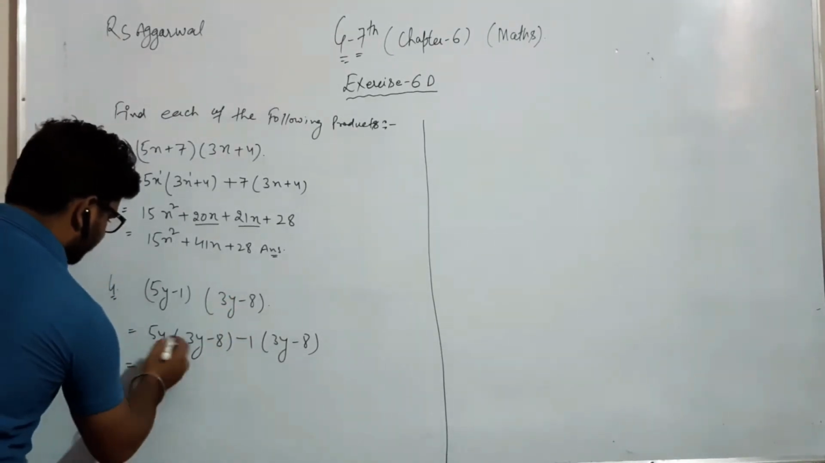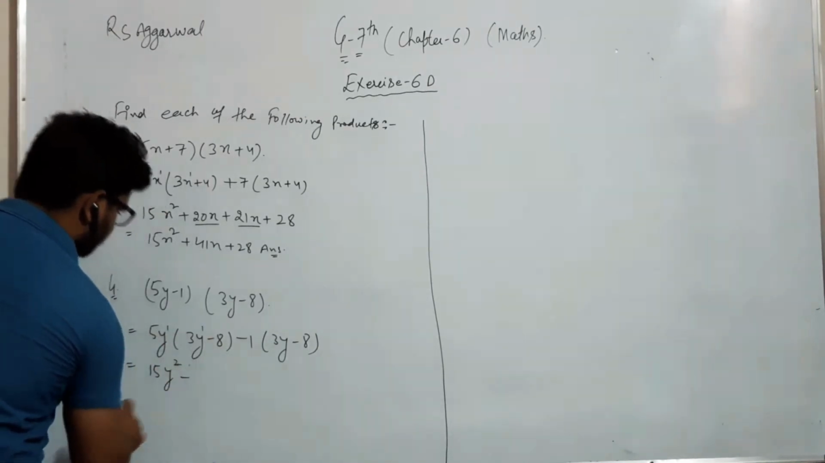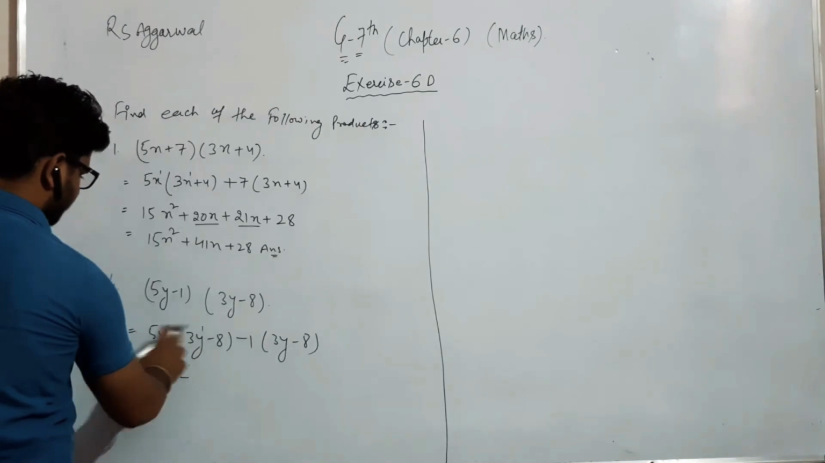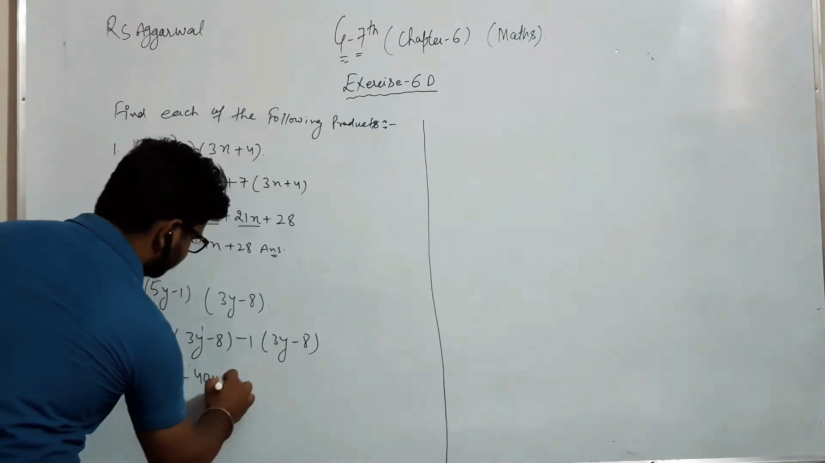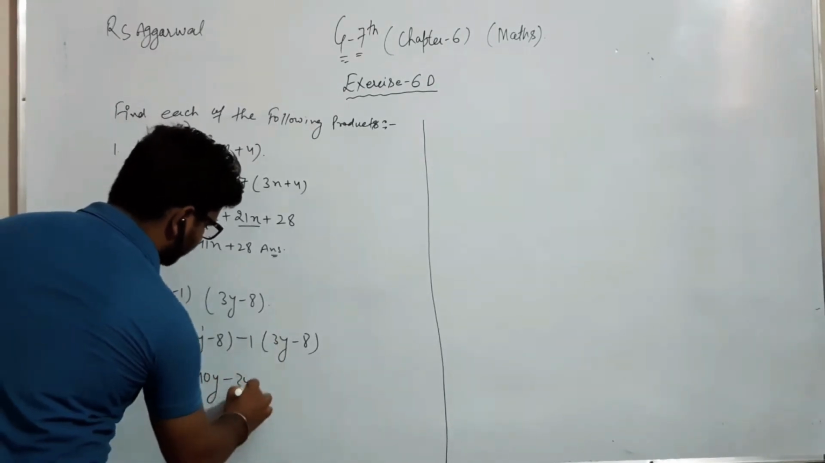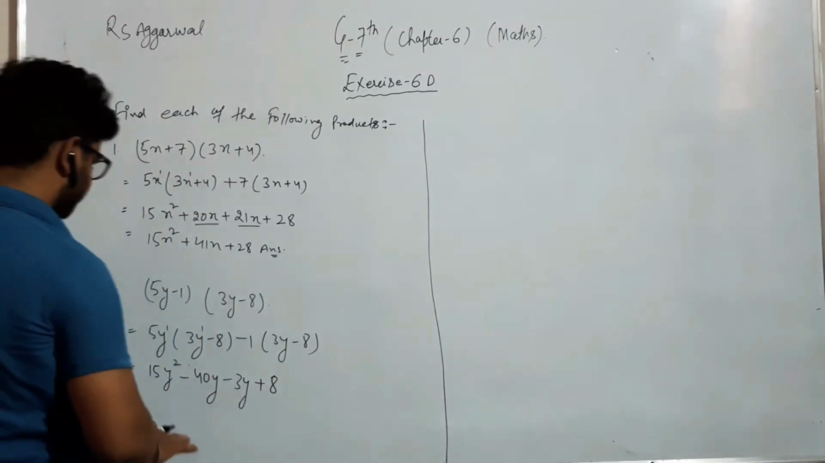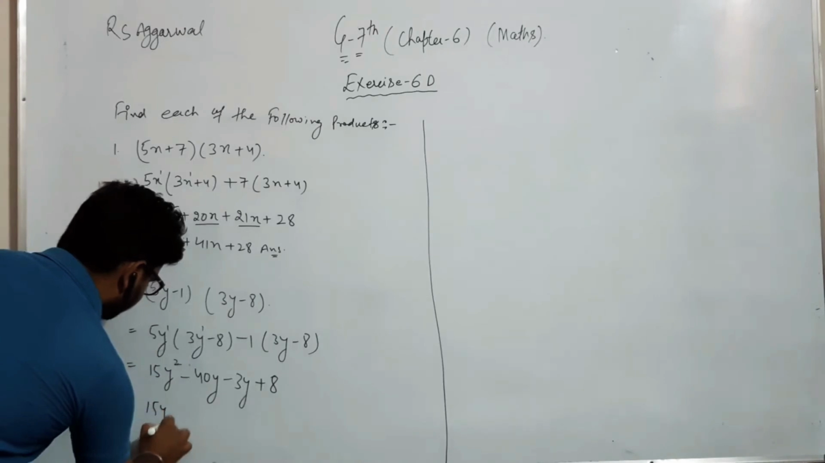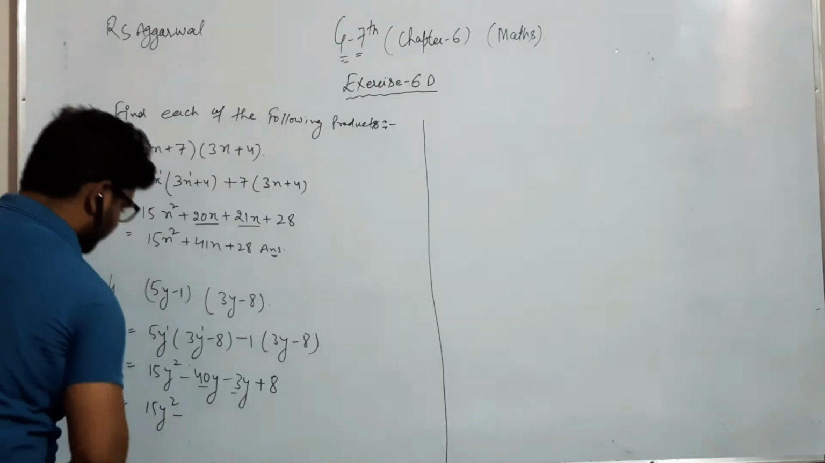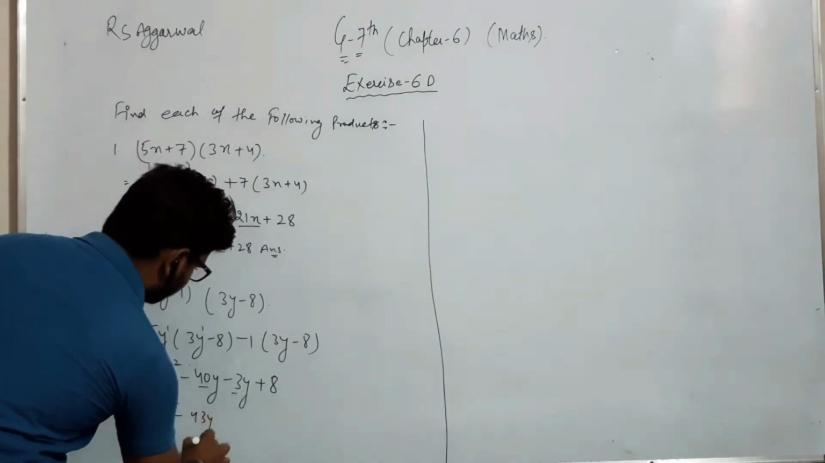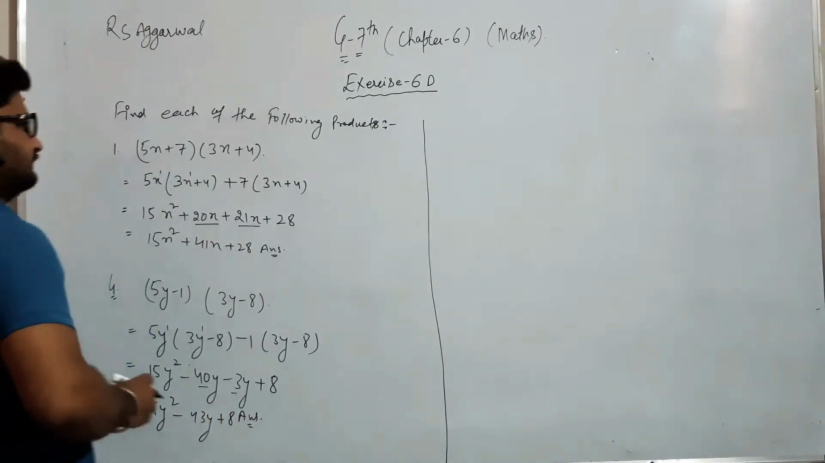First, same as before, 5 times 3 is 15, and y times y is y raised to power 2. Then 5 multiplied with minus 8 is minus 40y. Then minus 1 into 3y is minus 3y, and minus times minus 8 gives plus 8. Now we add or subtract the like terms. So it is 15y squared, then minus 40y minus 3y, like terms, so we add both and the sign will be negative: minus 43y, plus 8. So this is the answer of question number 4 of this exercise.